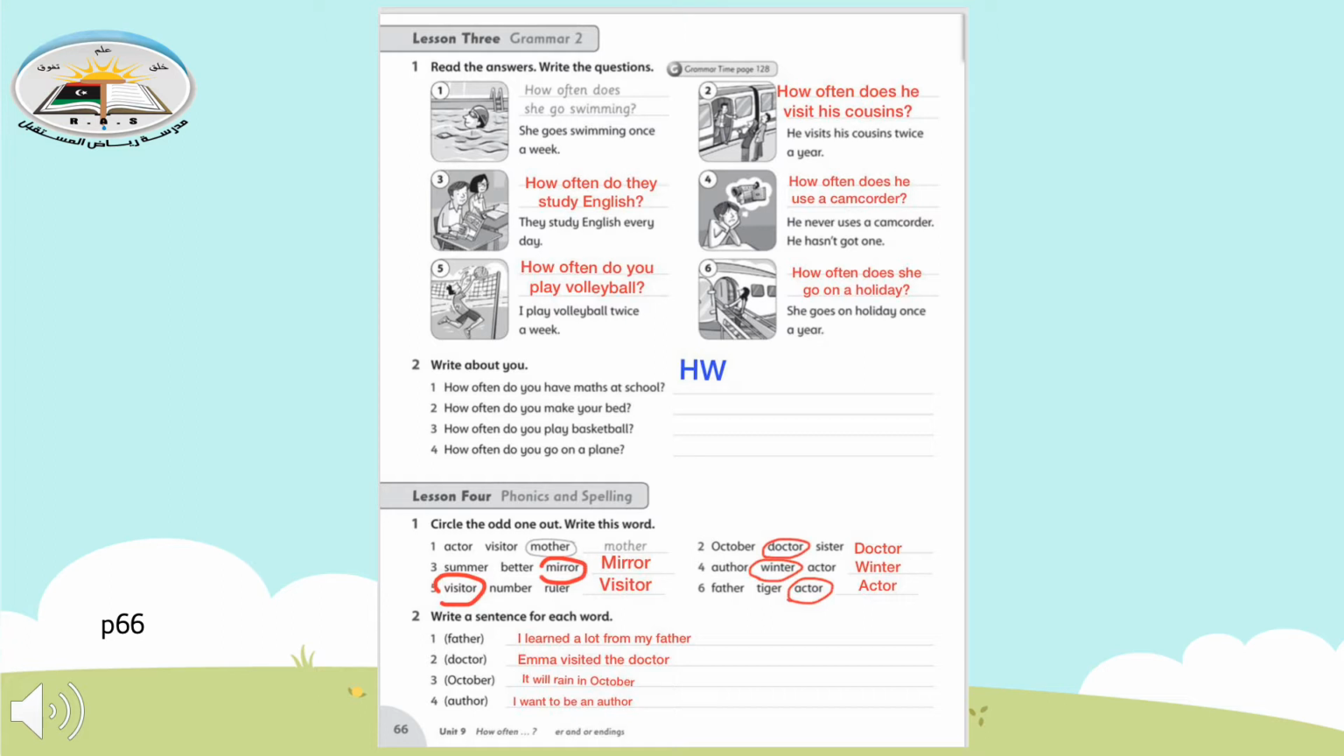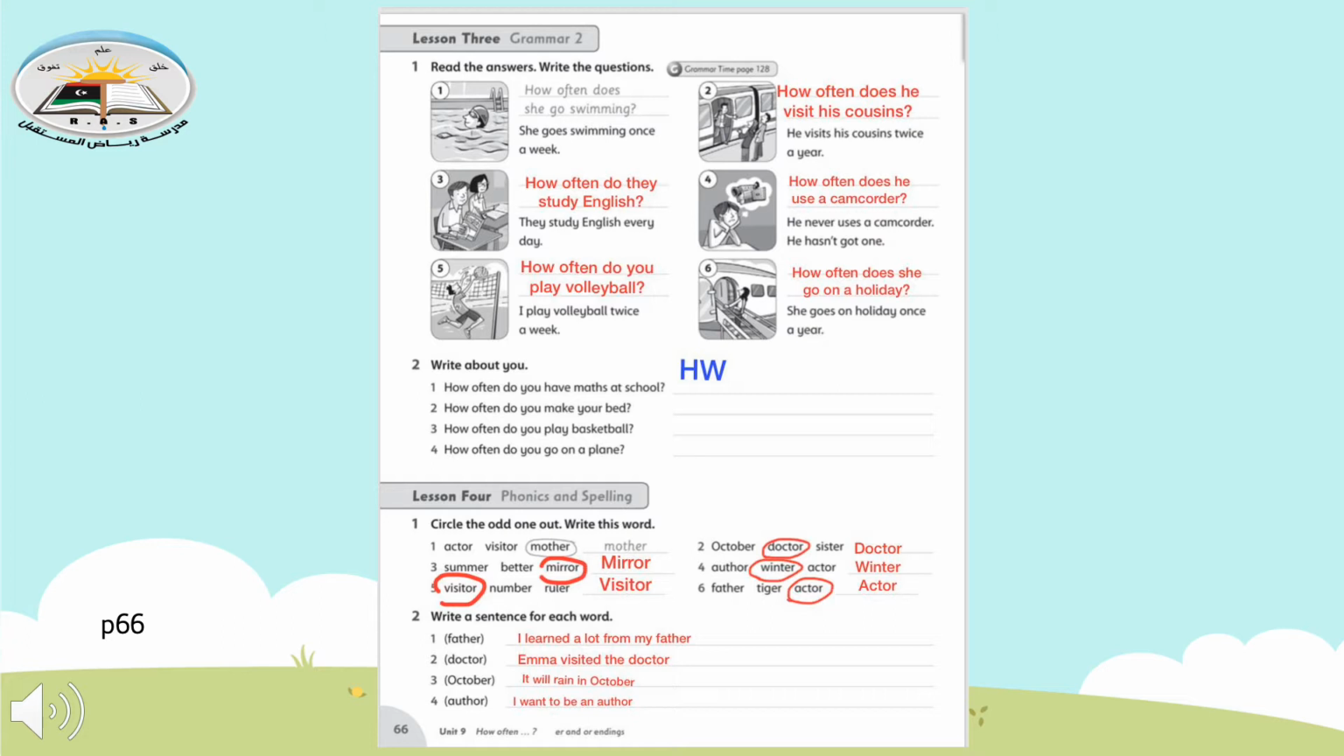Number 1, how often do you have maths at school? Number 2, how often do you make your bed? Question number 3, how often do you play basketball? Question number 4, how often do you go on a plane? So you should answer those questions according to yourself.